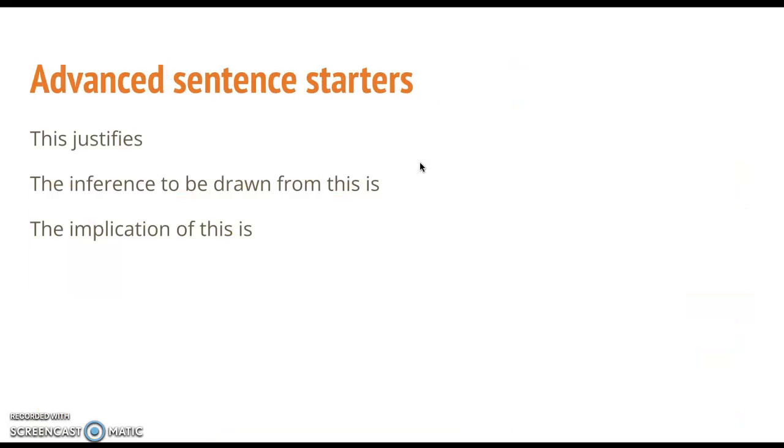Okay, guys? All right. The advanced sentence starters. These are the spiciest of all. These are your Nashville hot chicken, extra hot. This is your extra spicy taco. This is, I don't know, whatever example you want to use. So the three we're going to look at are: this justifies, the inference to be drawn from this is, and the implication of this is.